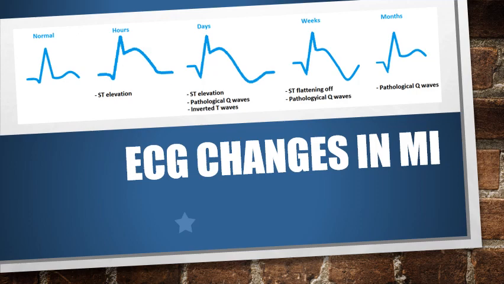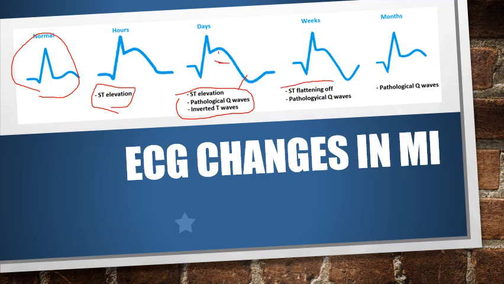So we said the ECG has a role in exclusion of cardiac causes. The most important cardiac cause you must exclude in the ER is MI. What are the changes in the MI? This is a normal QRST complex. Here we have ST segment elevation, the first change occurring in the MI. Then there is ST segment elevation beside the pathological Q. This is ST segment elevation. Then we have ST segment flattening and the pathological Q. Lastly, the presence of pathological Q.